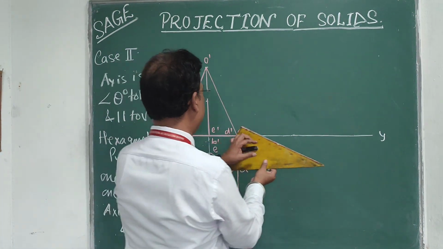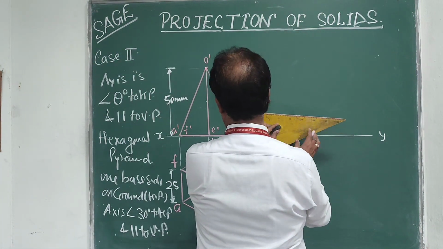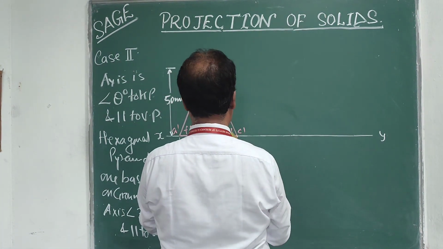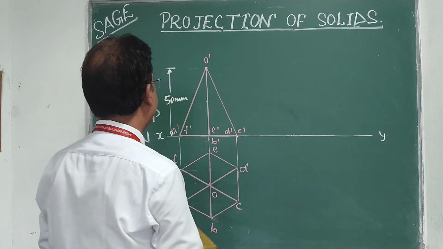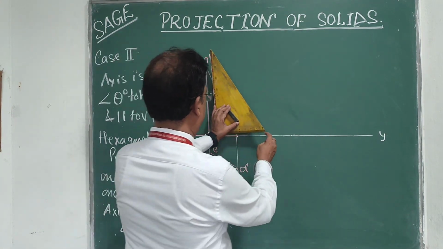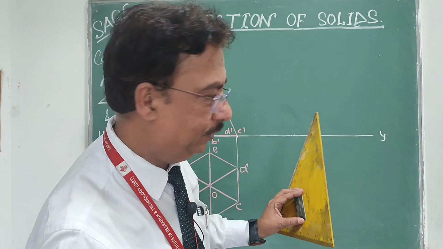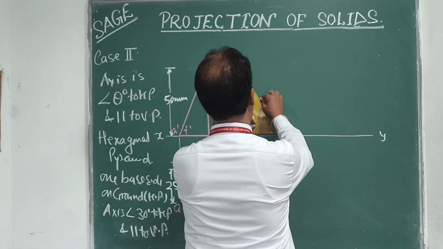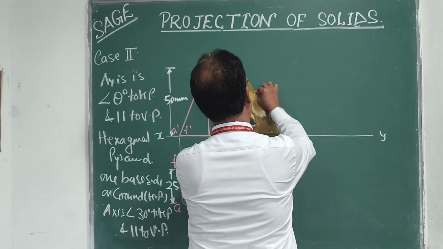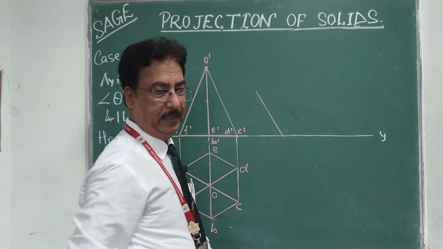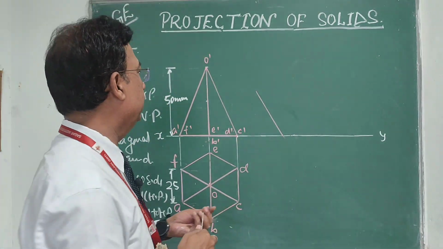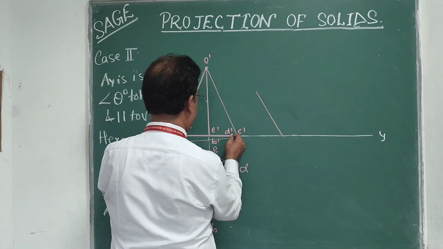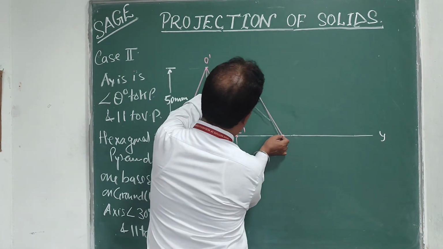So what I am going to do, I am going to make this 60 degree line, 60 degree with the XY line. So I am going to copy this figure with the help of this 60 line. So I will draw a line at 60 angle to the reference line at any new position, and now from the old figure I will copy this length.